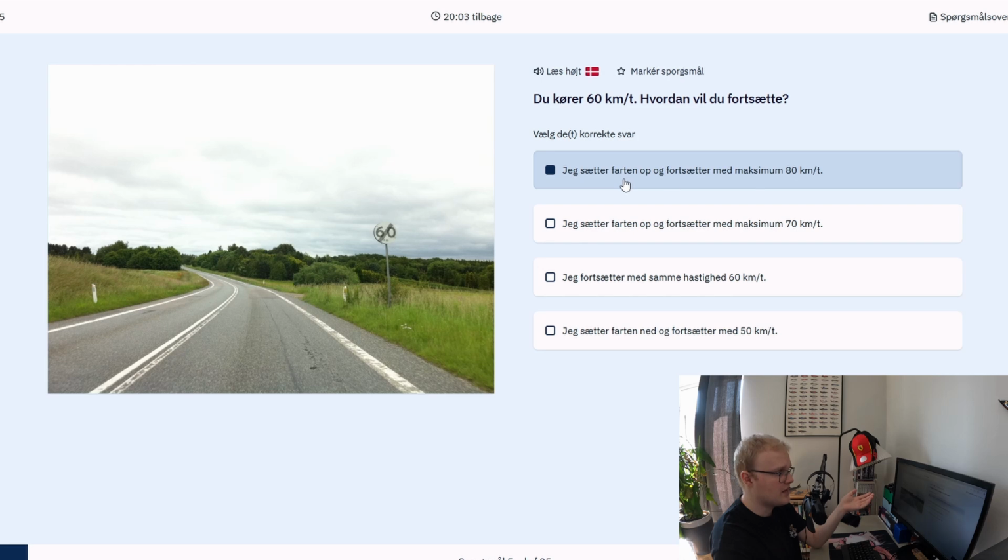It says I speed up to 80. Here it says I speed up to 70. No, you don't do that. I keep the speed to 60. No, I slow down to 50. No, I would not say any of those is correct.